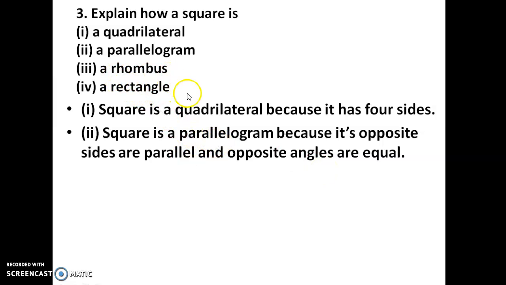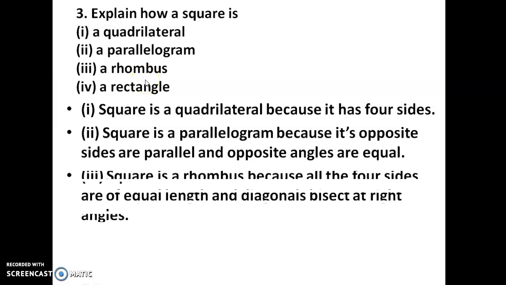How can we say a square is a rhombus? A square is a rhombus because all 4 sides are of equal length and diagonals bisect at right angle. Okay, so these are the properties of rhombus which square is satisfying. All 4 sides equal and diagonals will bisect at right angle. It will be having a 90 degree at the intersection.